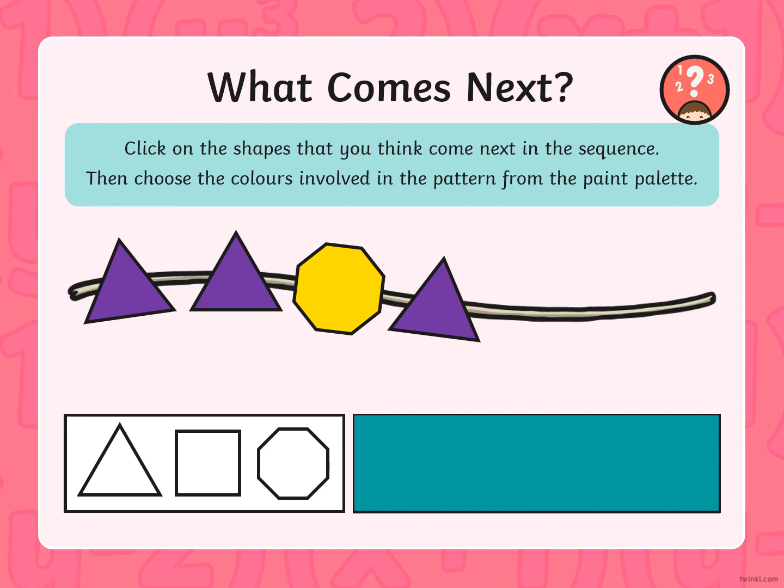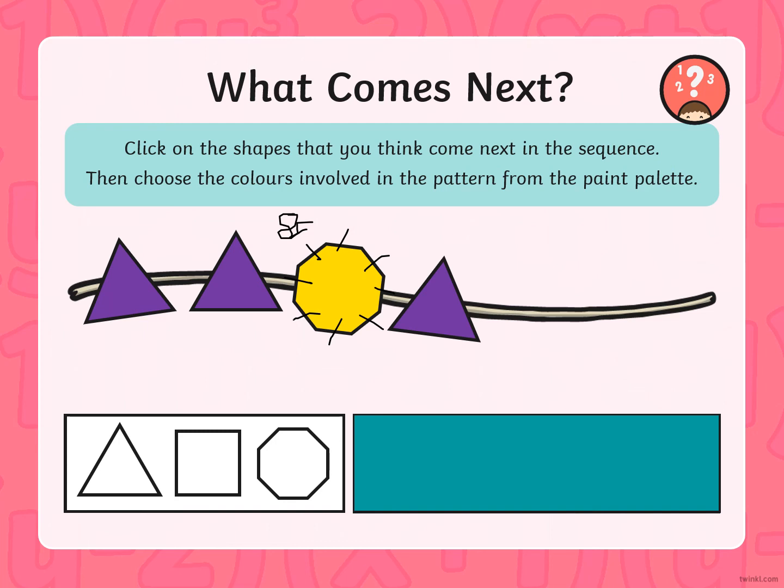Let's have a look. So let's have a look at the pattern first of all. We have a purple triangle because it has 3 sides, and a triangle is a 3-sided shape. Oh, then we have another purple triangle. Then we have a yellow shape. Oh, we're going to have to count the sides of this shape to find out what it is. 1, 2, 3, 4, 5, 6, 7, 8. Oh, I can't draw an 8. And there we go. An 8-sided shape is called an octagon, because like an octopus, it's got 8 sides, and an octopus has 8 legs. So that's an octagon.